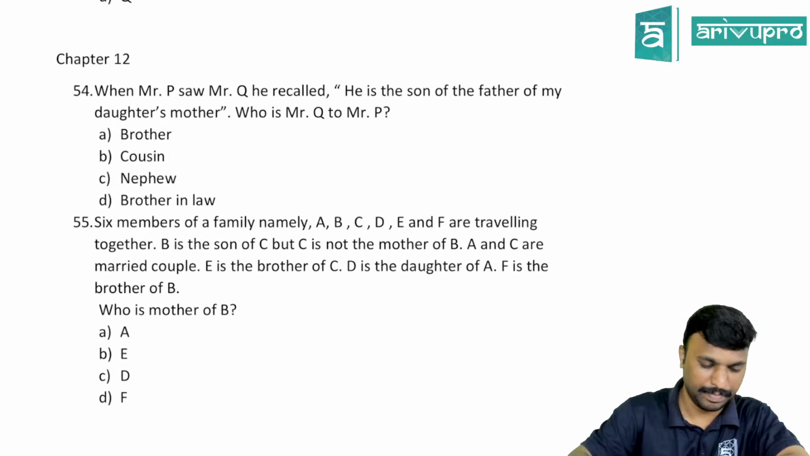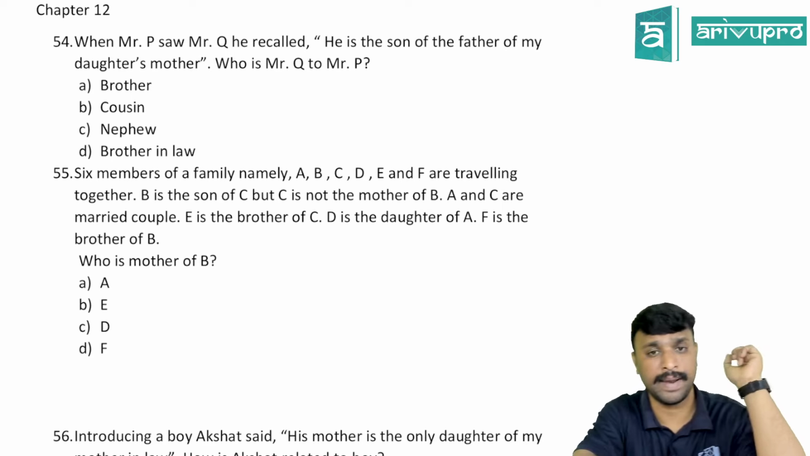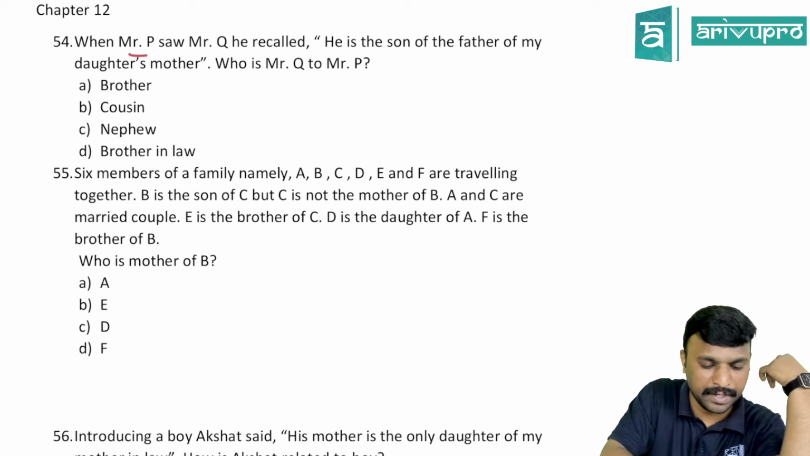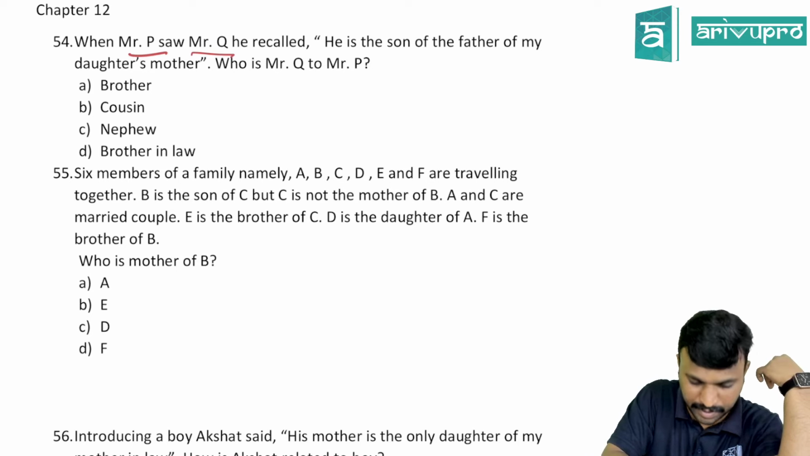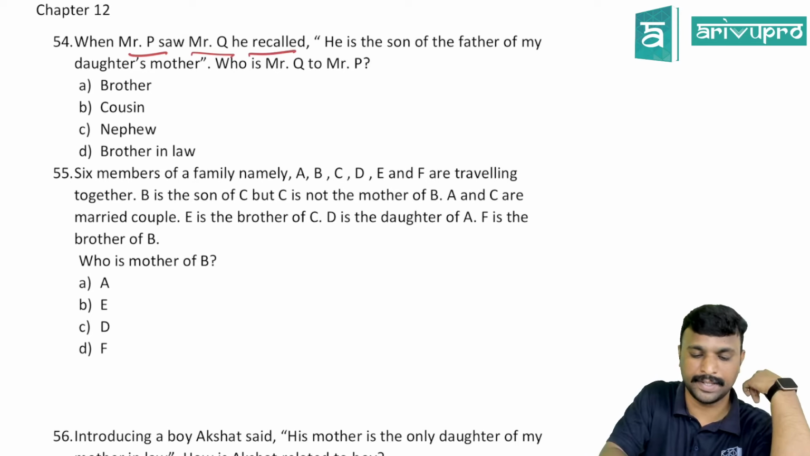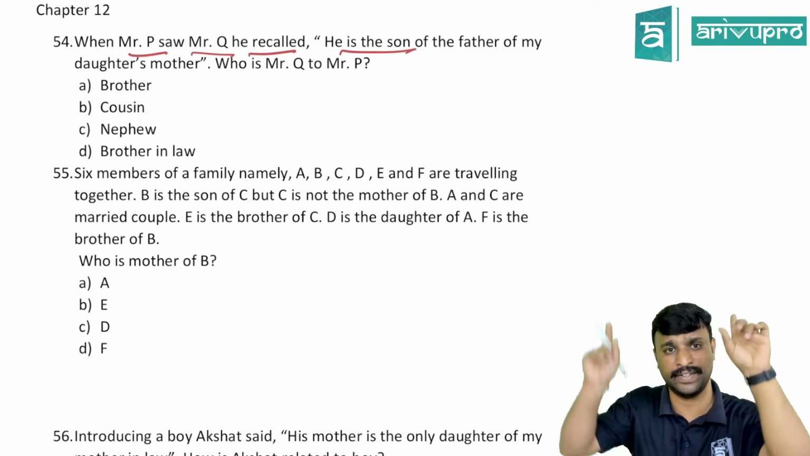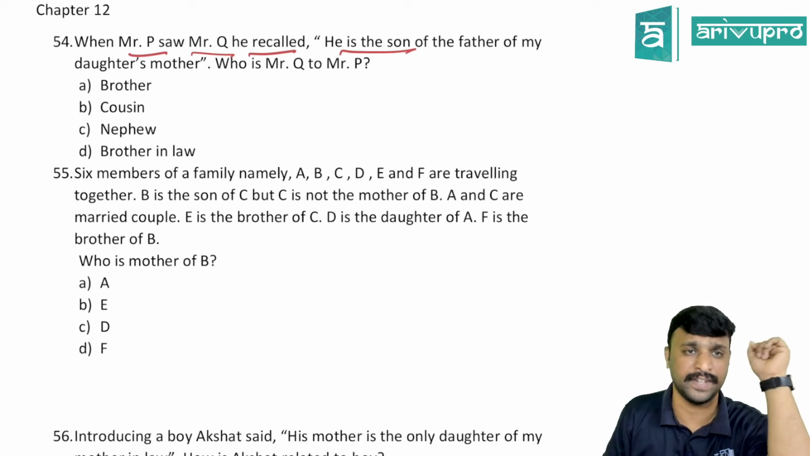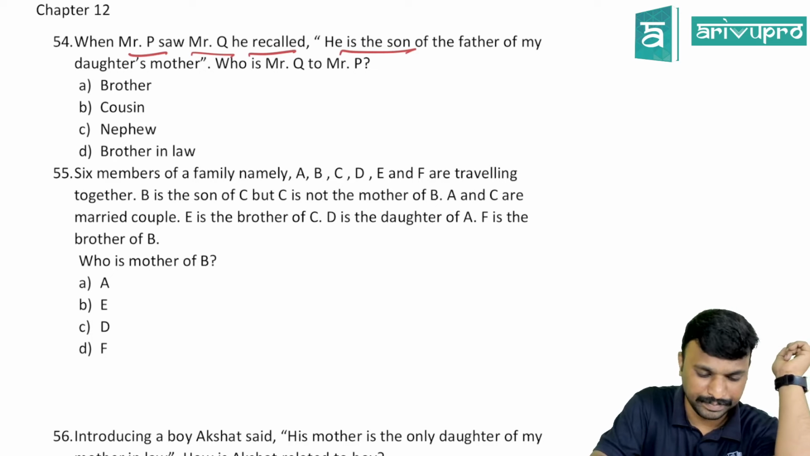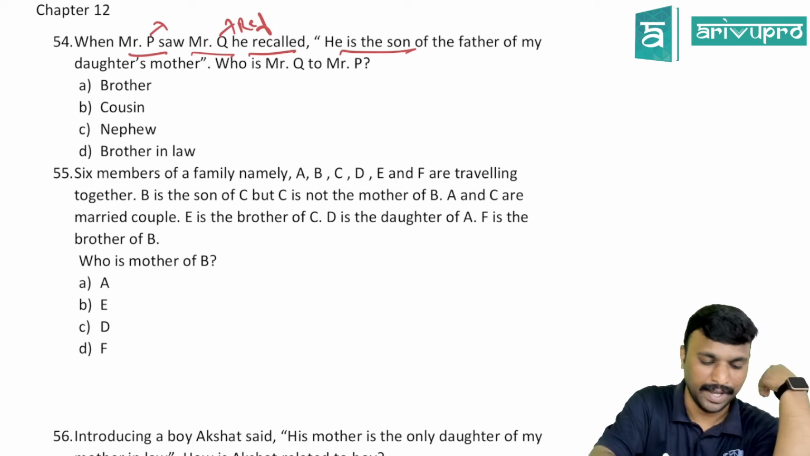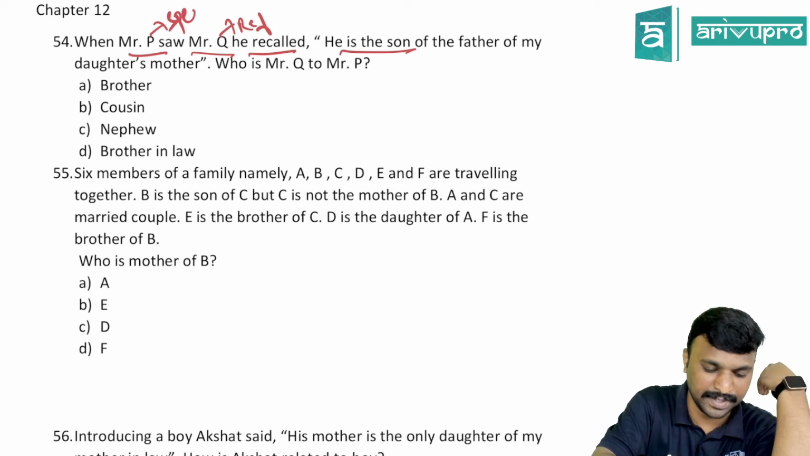Sorry, 54. Guys, these are the questions from blood relations. 54th. When Mr. P saw Mr. Q, he recalled. See guys, this is what? Within the quotes. So within the quotes, he or she is the reference person. Who is the reference person? Reference person is Q. And who is the speaker here? Because he is recalling actually. So that means P himself is the speaker.